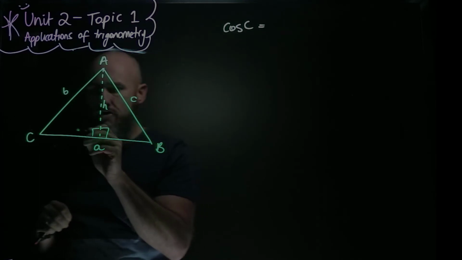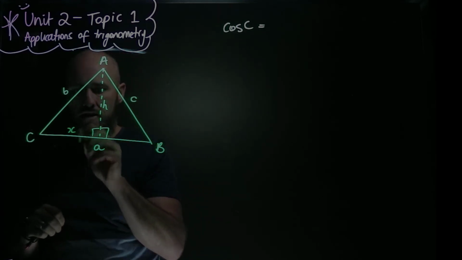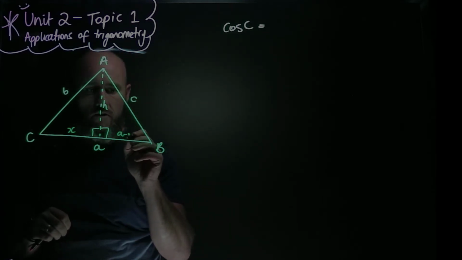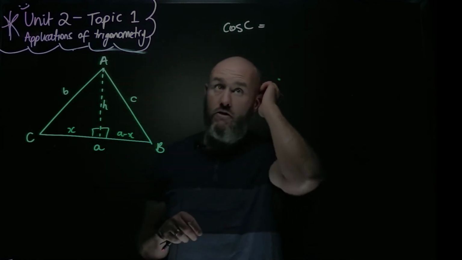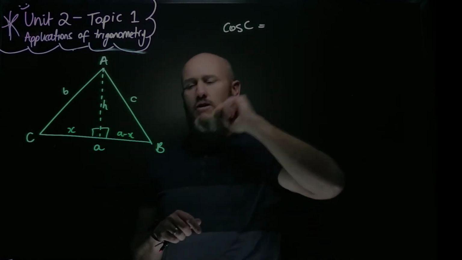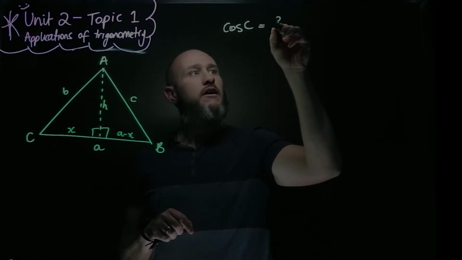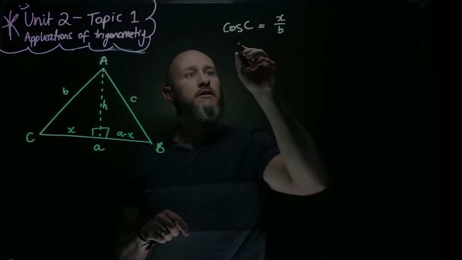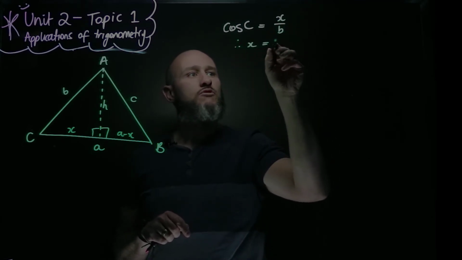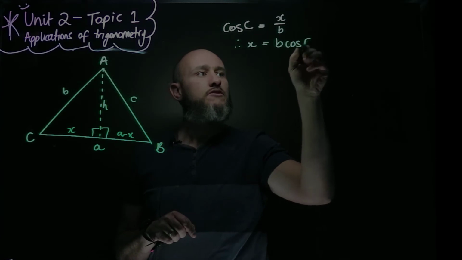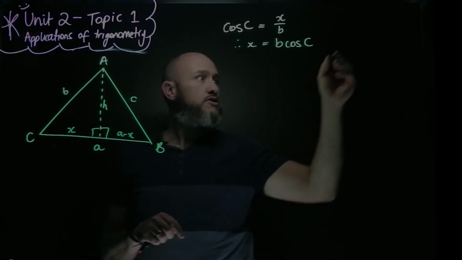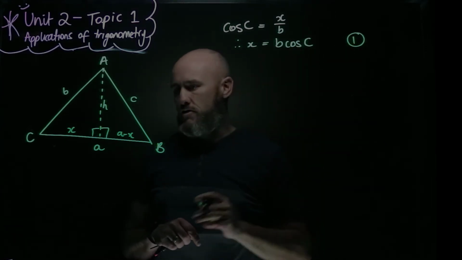So we're going to introduce another value here, and that will be x. And that means that this is now A minus x. So that'll be important later on. So cos C is equal to x over B. And so therefore x equals B cos C. That'll be important later on. So we'll call this equation number 1 to help us just name things.